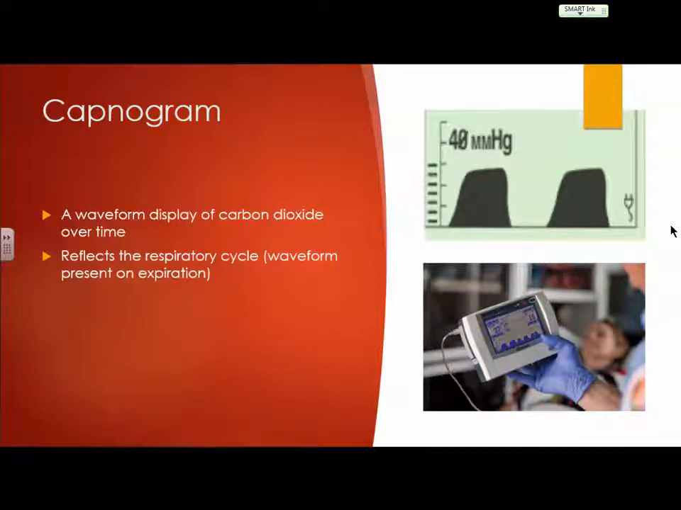Good. All right. Now, there are several different devices that you can use, and there are even portable devices that are being used. They're very expensive. So for the most part, most services elect to use the monitor.